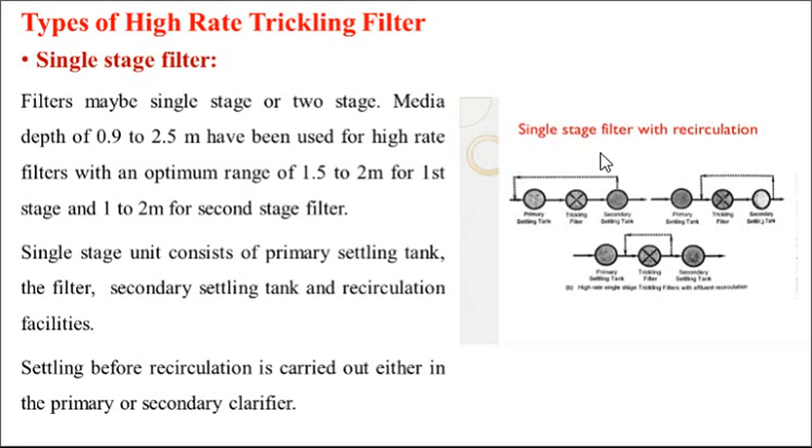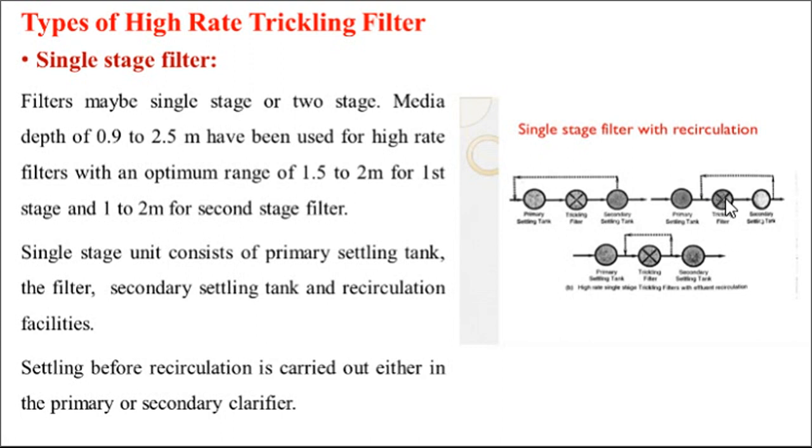So in case of single stage filter, the recirculation is done by these three techniques. First one, this is primary sedimentation, this is secondary sedimentation, and this is the trickling filter. Whatever the sludge is there, it is brought before the primary sedimentation, and then sludge and sewage directly come to the primary sedimentation. So this is the first arrangement of recirculation.